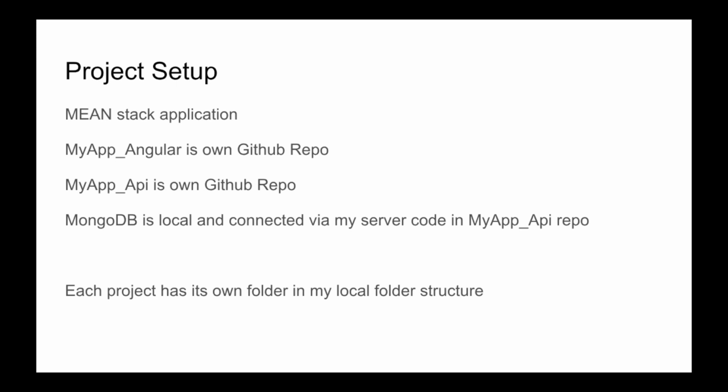So you have two different repos, and the Mongo database is the third element, however, it exists in your API server code. Each project has its own folder in my local folder structure. So I have a MacBook, and each repo, the Angular app and API app, have their own directories in my MacBook. This makes it easier to keep them separate.